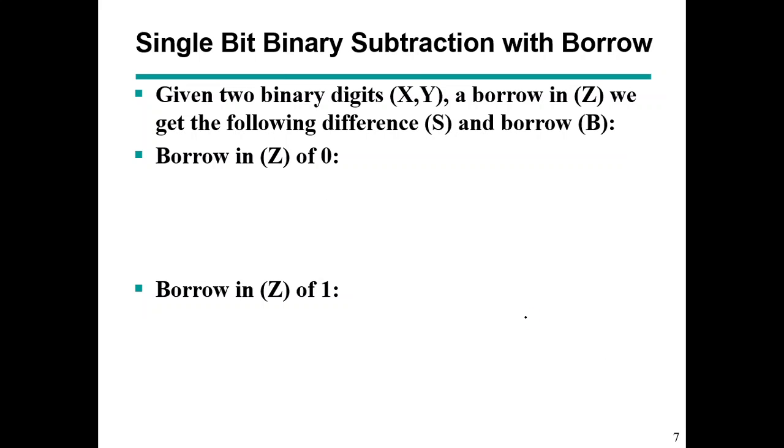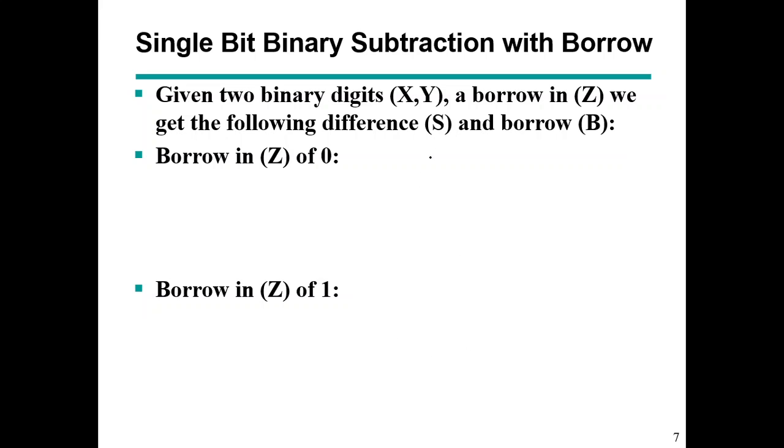Now, single bit subtraction. Subtraction may be a little bit tricky, so you have to pay careful attention to it. In addition, when you add two numbers, we have a carry out. In subtraction, we have a borrow. But the borrow and the carry work differently, so you have to pay careful attention here and understand it well.